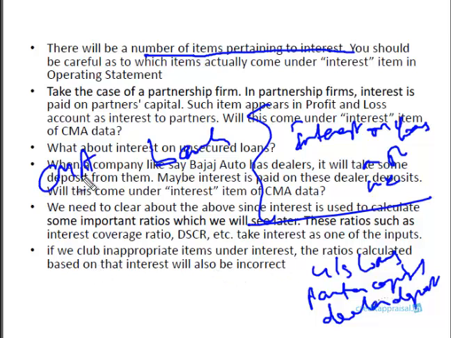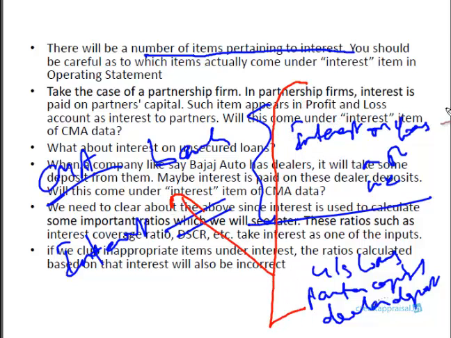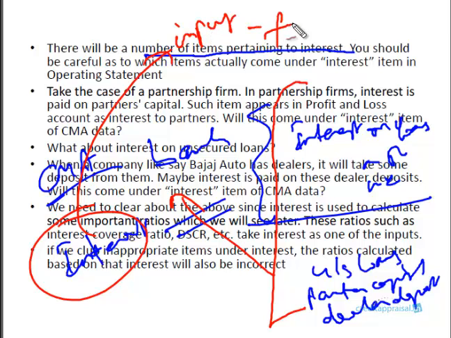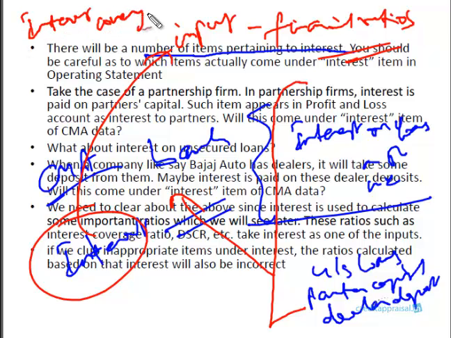In the CMA data, under the item of interest, you should know which are the interest items out of these, whether you have to take all of them into this interest or only a particular item. This is important because interest is a very important input to a number of formulas when you come to the financial ratios. We'll be calculating a number of ratios in the later chapters. There, interest is an input to many important ratios. For example, there's the interest coverage ratio, and there's DSCR. There are many key ratios which take interest as an input.